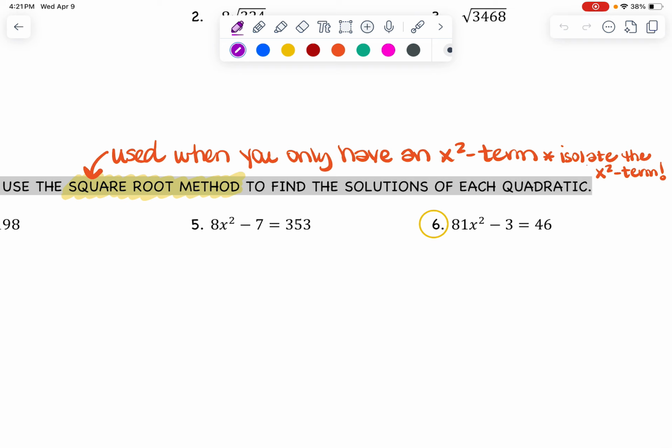okay, because I can't stress this enough, there's 4 different methods, right? We've got the graphing method of solving. We can solve by factoring. We can solve by this square root method. And we also have the quadratic formula, which you're learning tomorrow or in a couple days.